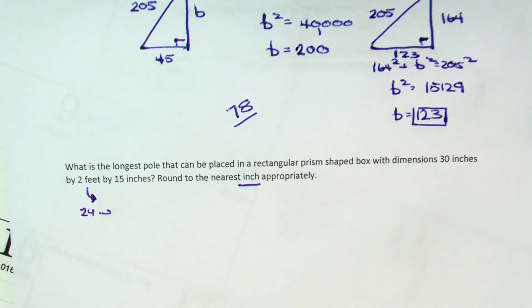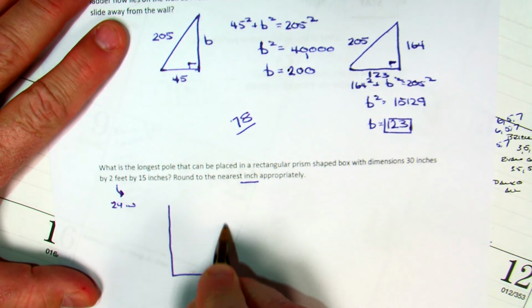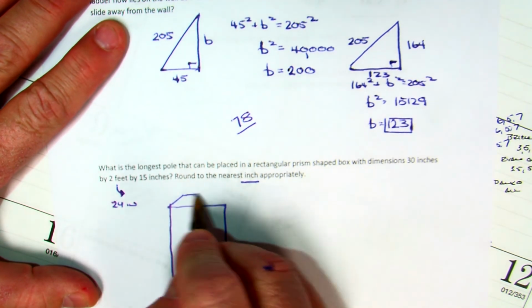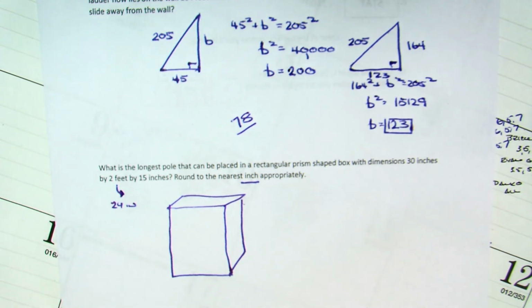Alright, now here's the visual. We're going to give you the long way and then we'll give you the short way. So here's my box. Now, the one process in which we have to think about today. How do I put the pole in the box to maximize the length I can do?